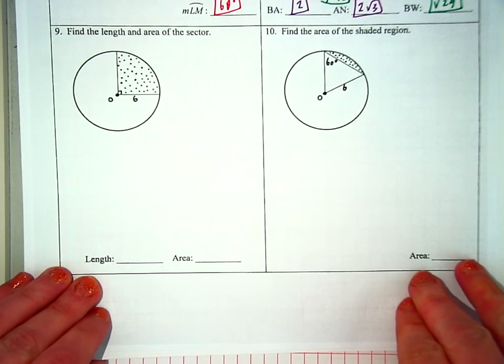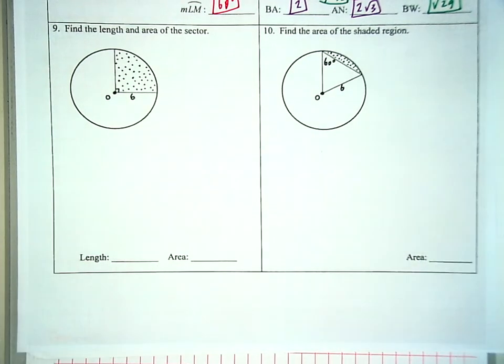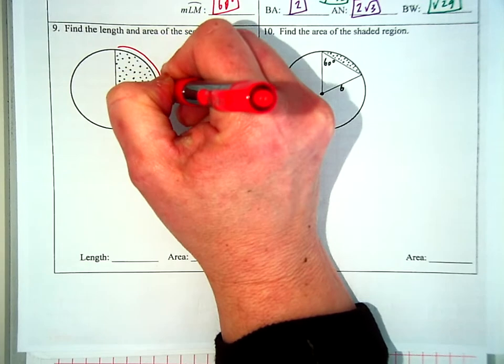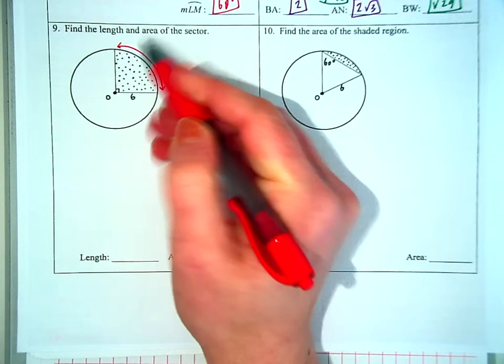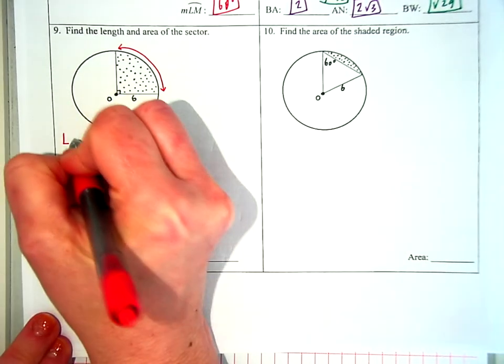All right, let me slide up to the last 2. So here, these are just throwbacks, right? Ones that I know that students have always struggled with. So I wanted to do a quick refresher here too. So find the length and the area of the sector. So length of the arc here, and then the area of that shaded slice of pie right there.